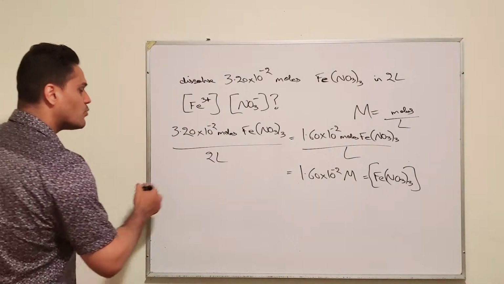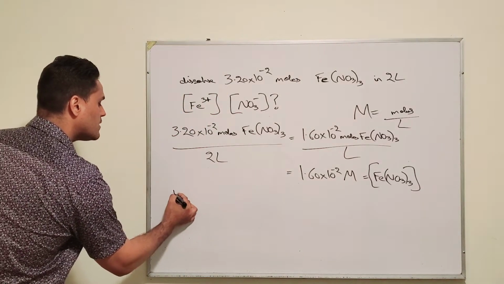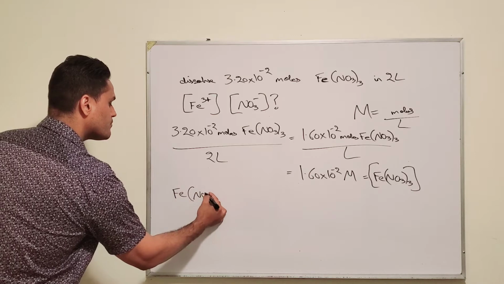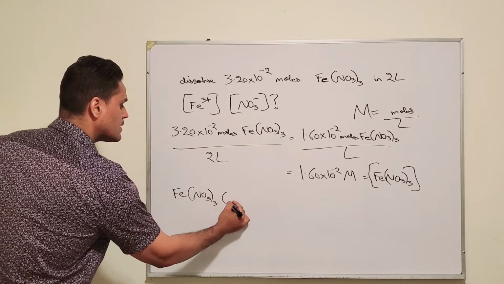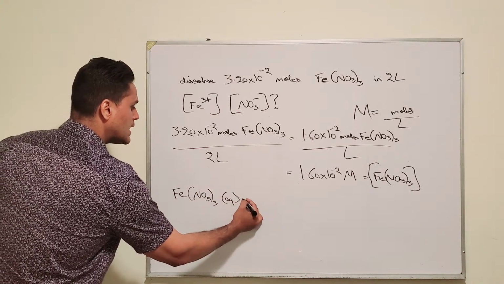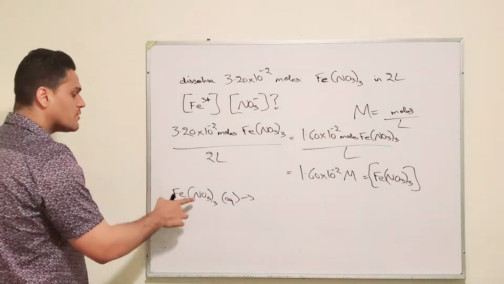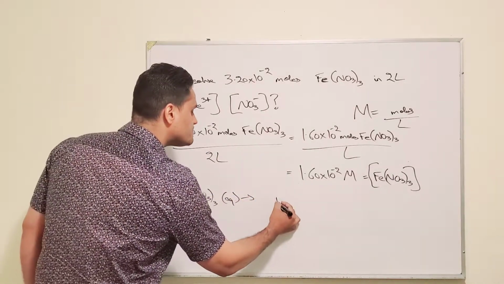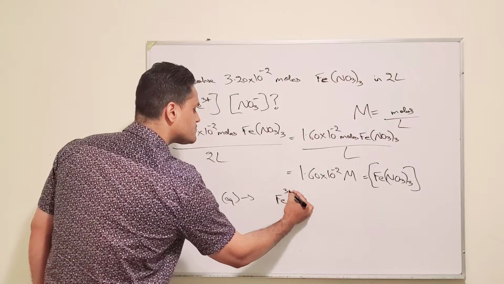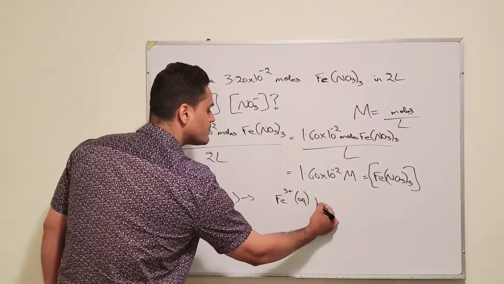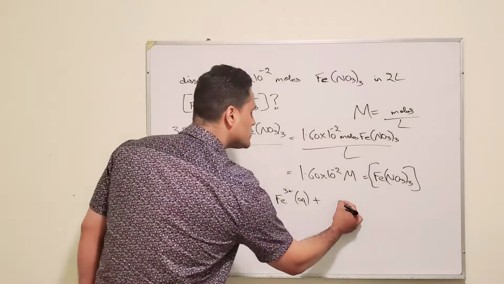In the next step, we're going to take FeNO3 and we're going to break it up into its ions. Okay? So what's this made up of? It's made up of Fe3 plus, which is aqueous, and NO3 minus.